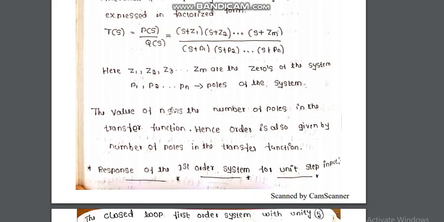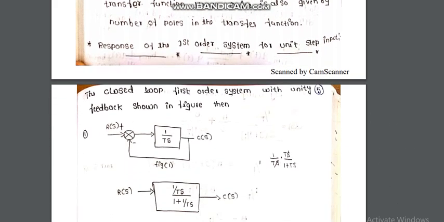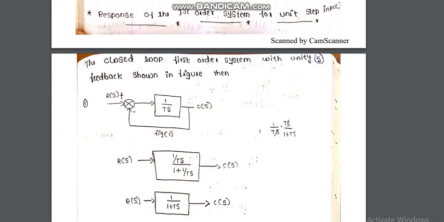So next we will see the derivation for the response of a first order system for the unit step input. Response of the first order system for unit step input. So we'll consider now a first order system, take input R of s as unit step input, and find out the output in time domain.